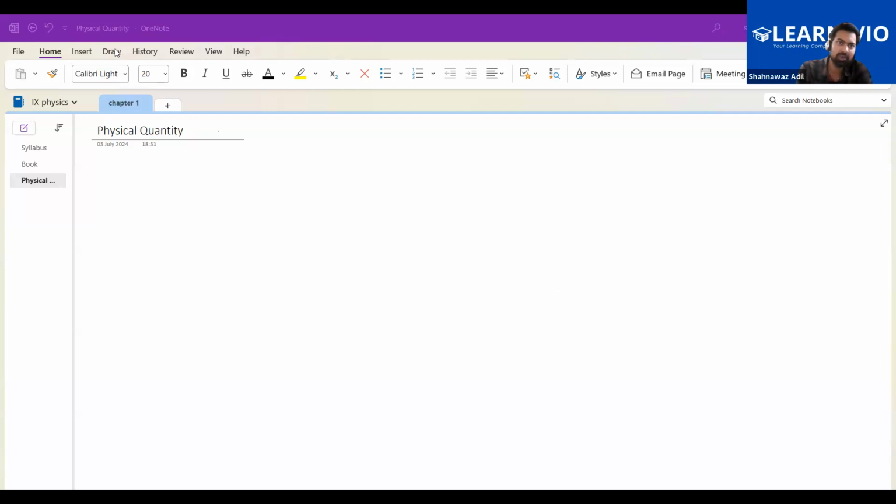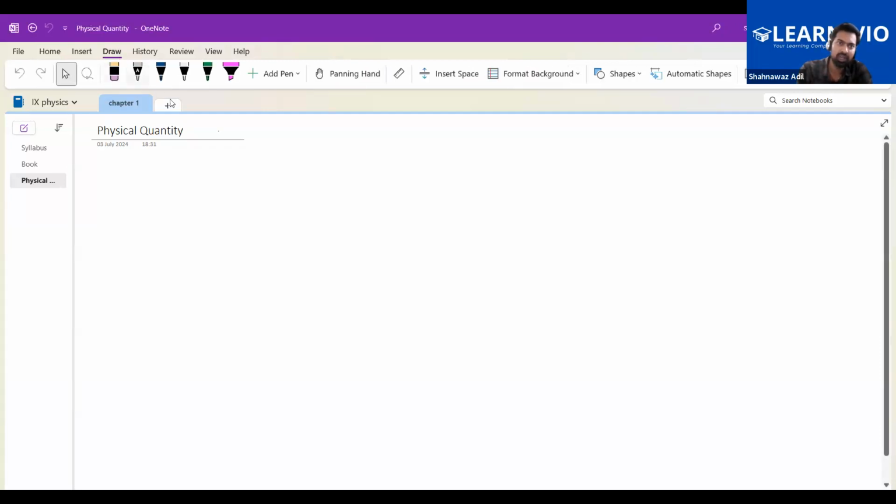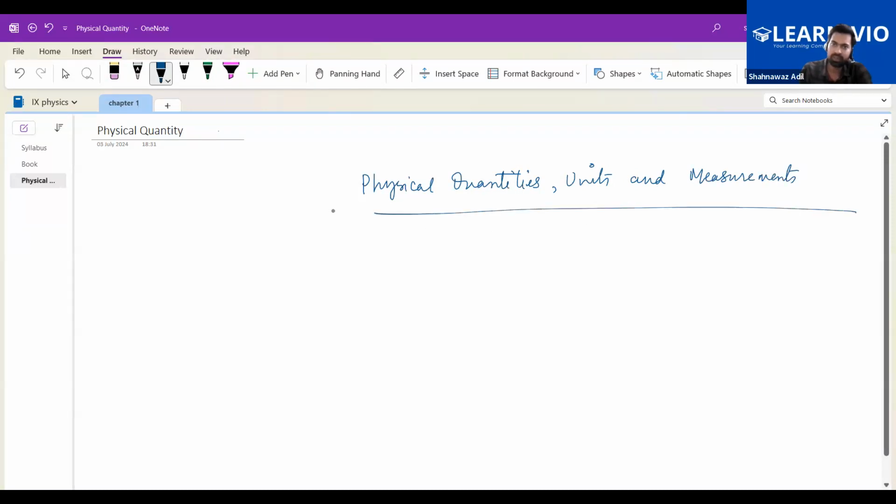Okay, so the first exercise is about physical quantities and the units, right? So let me write what we will be doing in this chapter. Units and measurements. So this is the exercise 1.1, right? This is from the chapter motion, forces, and energy. Right, this is the first chapter. So the sub chapter that we have is this, right?